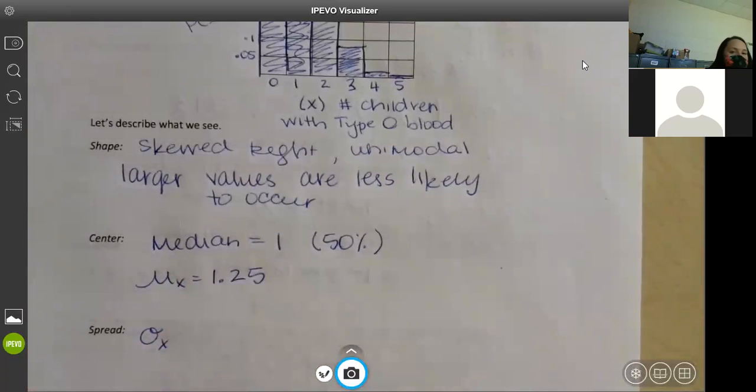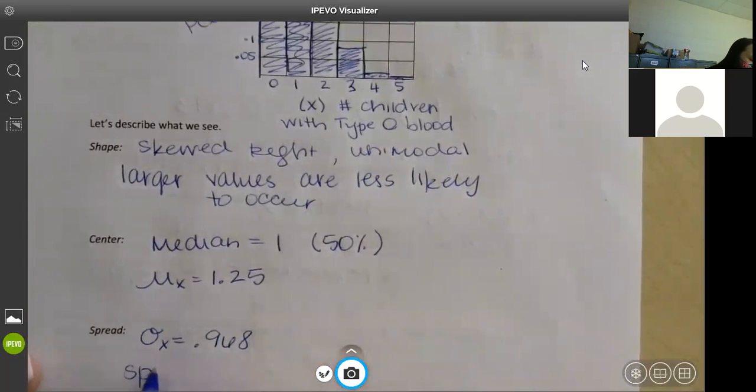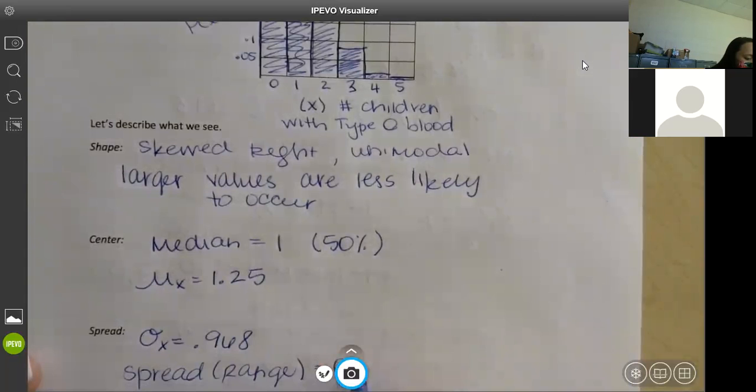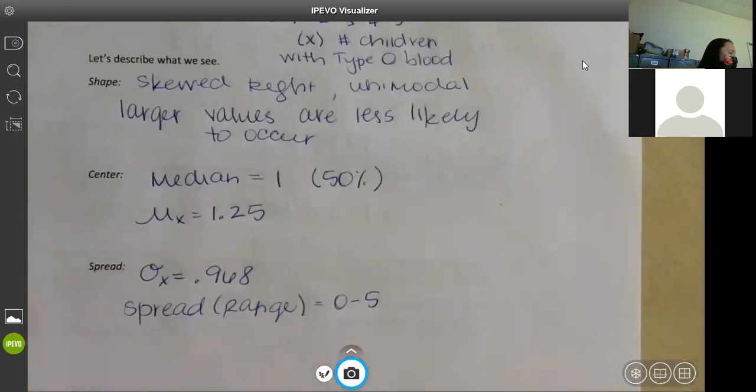Your spread: if you're doing mean, it should be your standard deviation. Again, you can use your calculator to find that. Or it's going to be the range. So the range is from 0 to 5. Whichever one you decide to choose is fine. Okay, but if you describe median, make sure that you use range or IQR. If you do mean, you're going to do standard deviation. So that's all for that page. So just reviewing histograms and describing them.